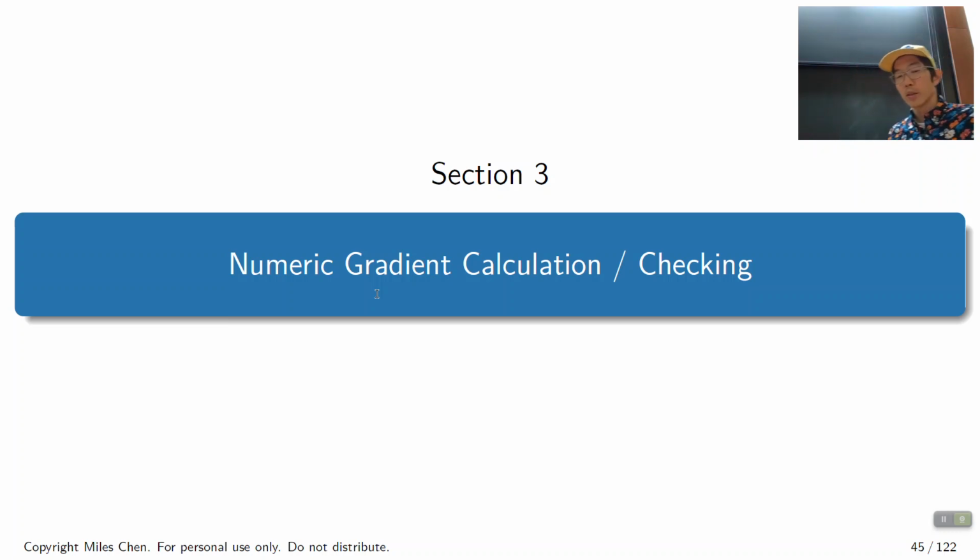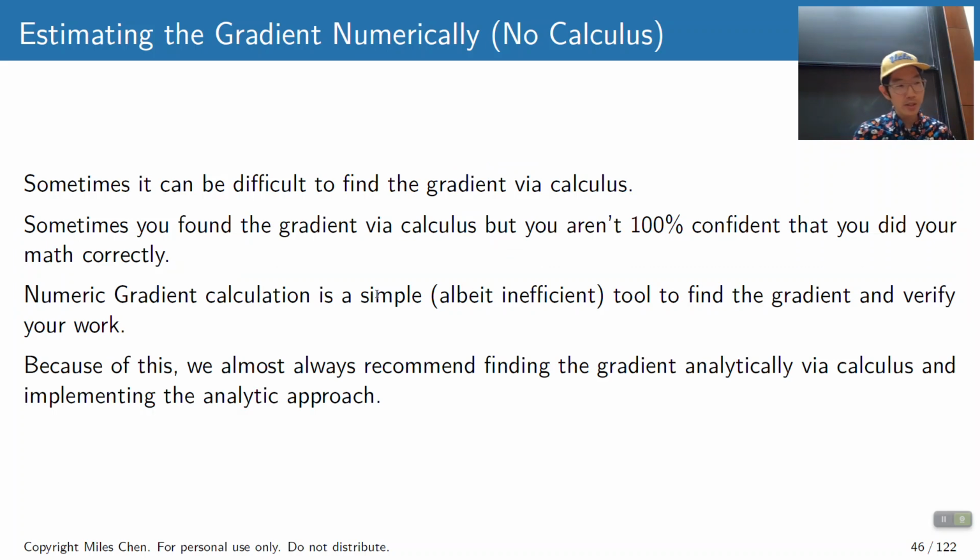Okay, numeric gradient calculation and checking. This is a way to check your own work, and it's a pretty good thing because one fairly common issue in doing computational statistics, or basically anytime you're doing math related to the computer, is sometimes you do work and you're not sure if you did it correctly.